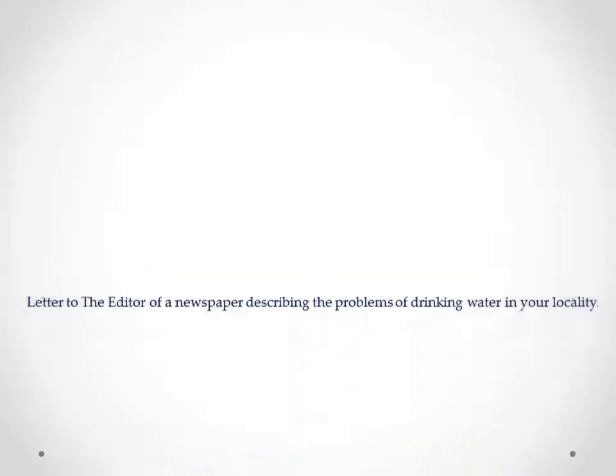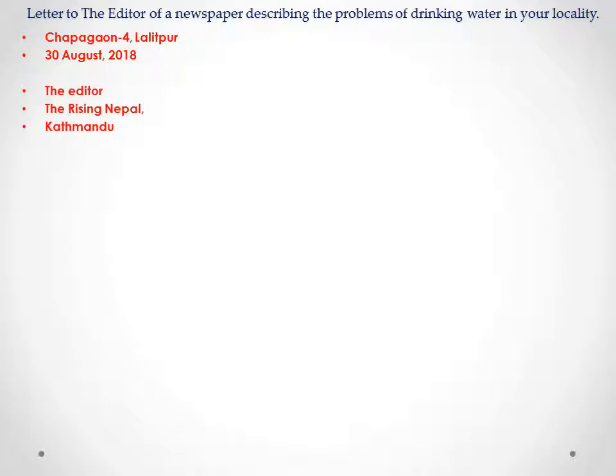Have a cursory glance over another example, and this example is a letter to the editor of a newspaper describing the problems of drinking water supply in your locality. First of all, heading, as we already discussed, address and date. Then after inside address, we can write in this way also, mentioning subject. Here the subject goes like this: problems of drinking water in our locality.